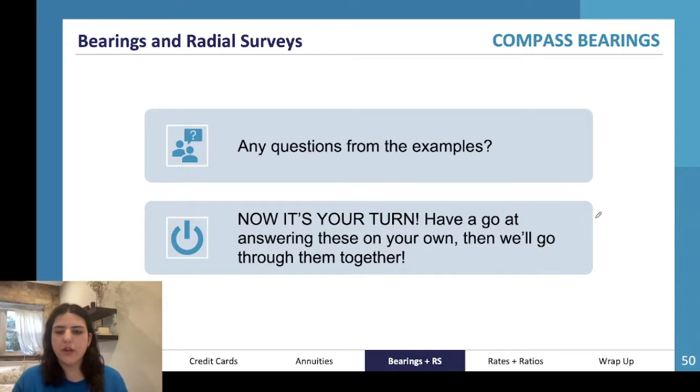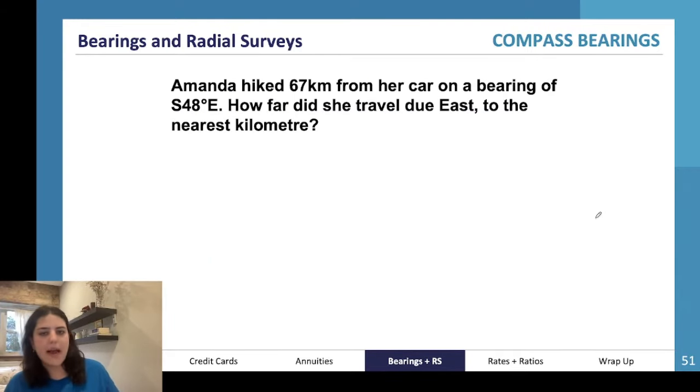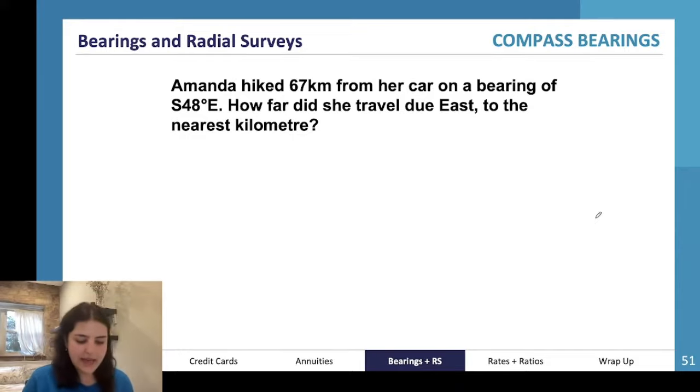All right, we're now going to take a look at some more examples together. Amanda hiked 67 kilometers from her car on a bearing of south 64 east. How far did she travel due east to the nearest kilometer? Okay, she traveled south 64 east, which is in this direction. So this is her car. We'll draw Amanda's little car, and give it a little A. And she traveled 67 kilometers on a bearing of south 64 east.